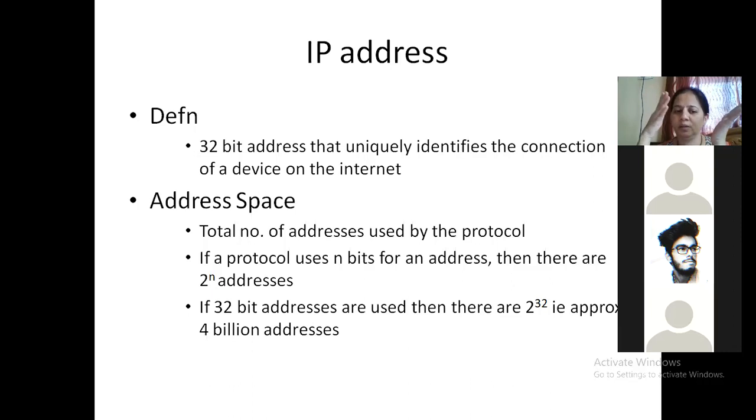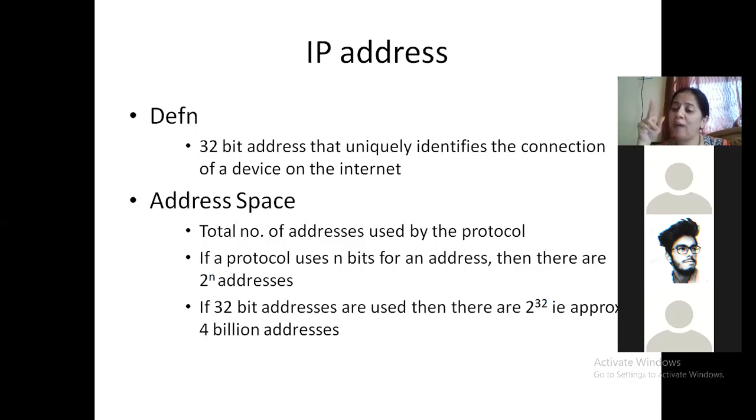So IP makes use of 32 bits. So what would be its address space? That we have to know. If a protocol is using n bits for an address, n can be any value. I'm talking about IP. IP uses how many? 32 bits. So there are going to be 2 to the power of 32 addresses. Understand this. If a protocol is using n bits, then there are 2 to the power of n addresses. For example, if a protocol is using 8 bits for an address, then there are going to be 2 to the power of 8 addresses.